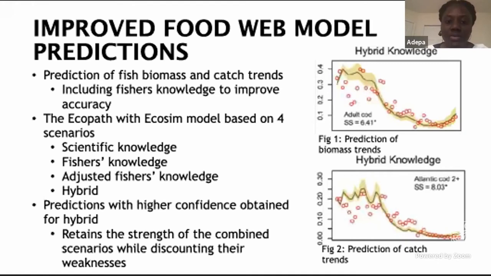At the end of reading this paper, I was able to gather that fishers' knowledge improved the food web model. I just have two interesting diagrams, which I screenshotted and attached to my slide. In the end, it was agreed that the fishers' knowledge was important in model predictions. Yes, so that's just about it.